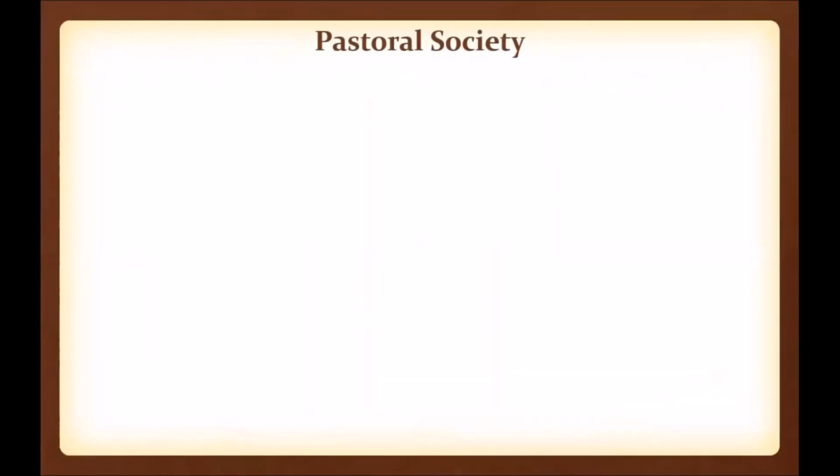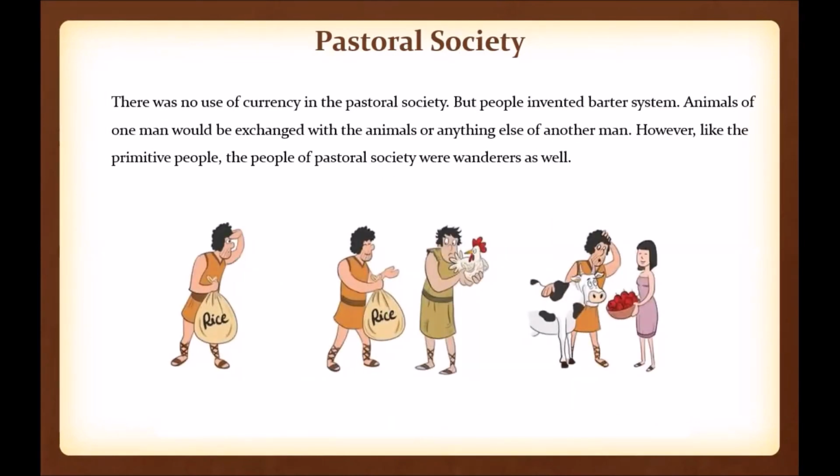Now, one of the major features of this society was called barter system. There was no use of currency in the pastoral society, but people invented barter system. Now, how is the system? This is, the animals of one man would be exchanged with the animals or anything else of another man. However, like the primitive people, the people of pastoral society were wanderers as well. Now, in the picture you can see, this is the system, that is barter system.